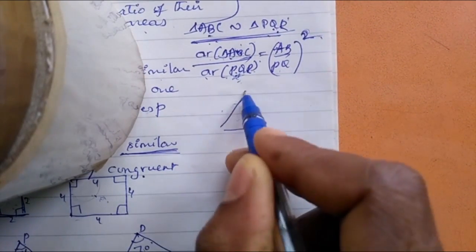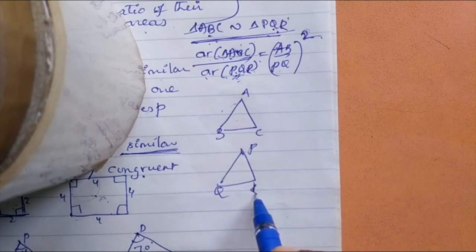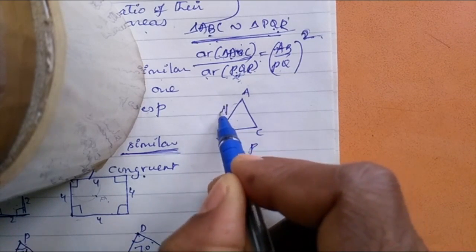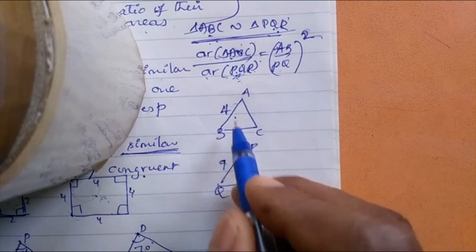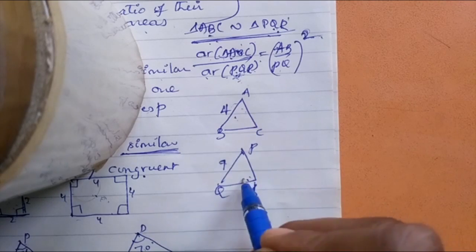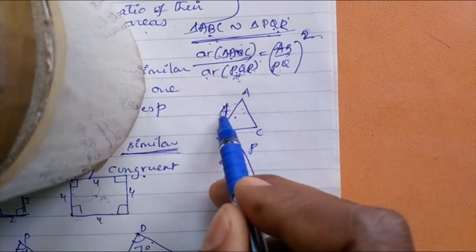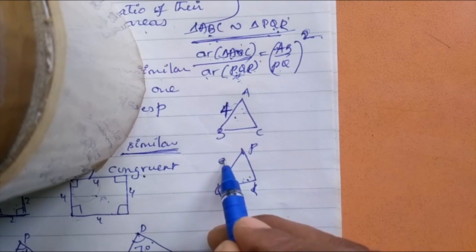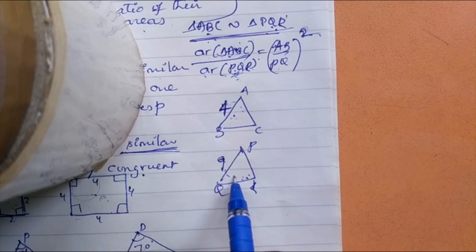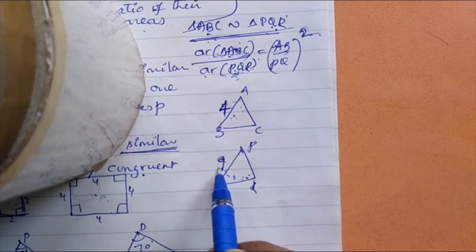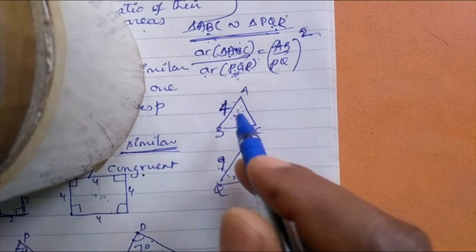For example, this is the ABC triangle. This is PQR. The ABC triangle has 4 cm in length. The PQR triangle has 9 cm in length. These two triangles are similar because angles are equal, but sides are not equal. Sides are in proportion. This triangle has 4 cm in length, this triangle has 9 cm in length. So this is the bigger triangle because its sides are 9 cm in length. This is the smaller triangle, 4 cm in length. So what about their areas?